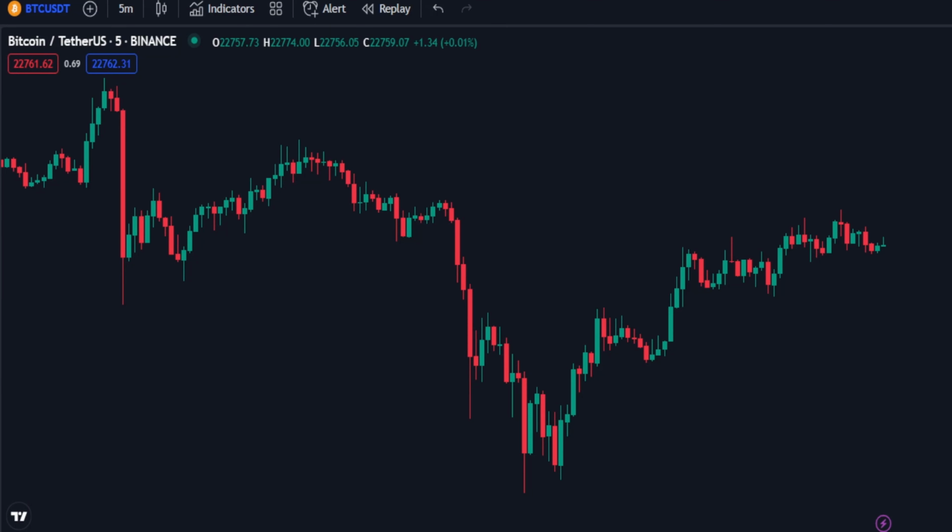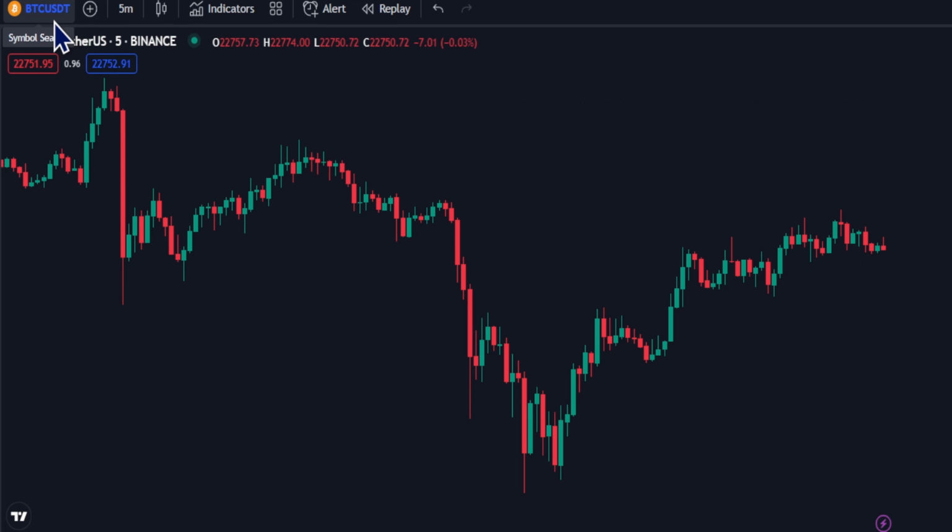Let's set up our TradingView chart and start entering positions. First, head over to TradingView. For the sake of the video, I'll be choosing the BTC-USDT pair. This indicator can be used on any asset or pair as long as there is enough liquidity and volume.